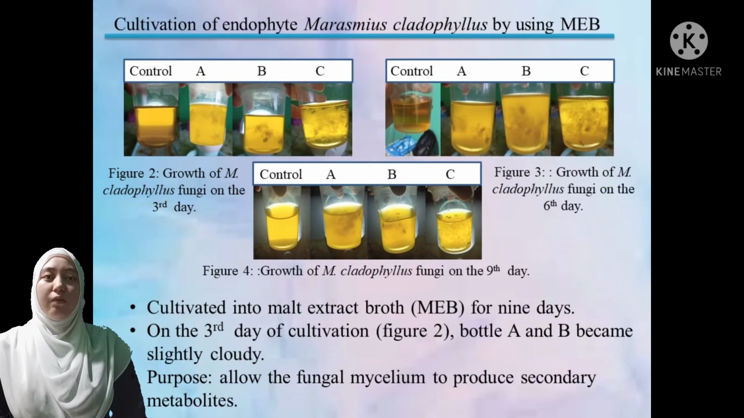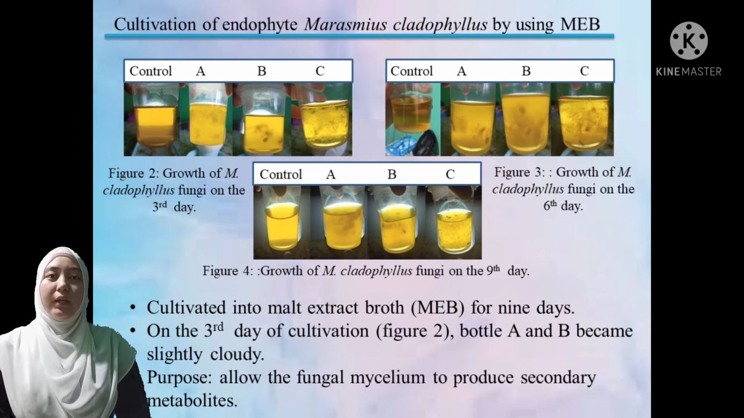Second, cultivation of endophyte Marasmius cladophyllus by using MEB. A total of 3 fungal mycelia were cultivated into MEB for 9 days at room temperature. On the 3rd day of cultivation, bottle A and bottle B became slightly cloudy. This may be due to contamination while doing the procedure or particles in the broth. The objective of the procedure is to allow the fungal mycelium to produce secondary metabolites.